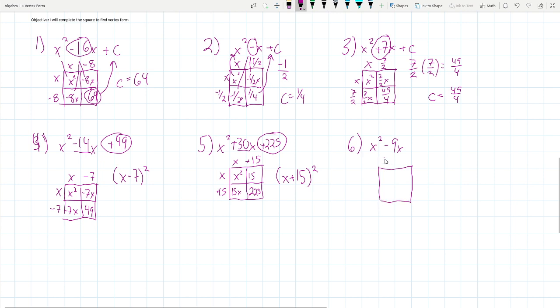Alright. So I have x and x. That makes x squared. I have to find half of this, and so I'm just going to leave it as negative 9 over 2. So I get negative 9 over 2x, negative 9 over 2x, and then just on the side, 9 over 2 times 9 over 2 is 81 over 4. So I want this to be a plus 81 over 4. And so to factor it, x minus 9 over 2 squared.